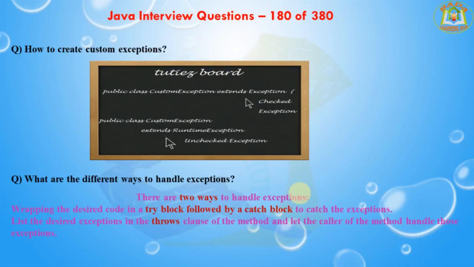The next question is: what are the different ways to handle an exception? There are two ways to handle an exception: wrapping the desired code in a try block followed by a catch block to catch the exceptions, or listing the desired exceptions in the throws clause of the method and letting the caller of the method handle these exceptions. So there are two ways: one is try catch blocks and another is using the throws keyword.